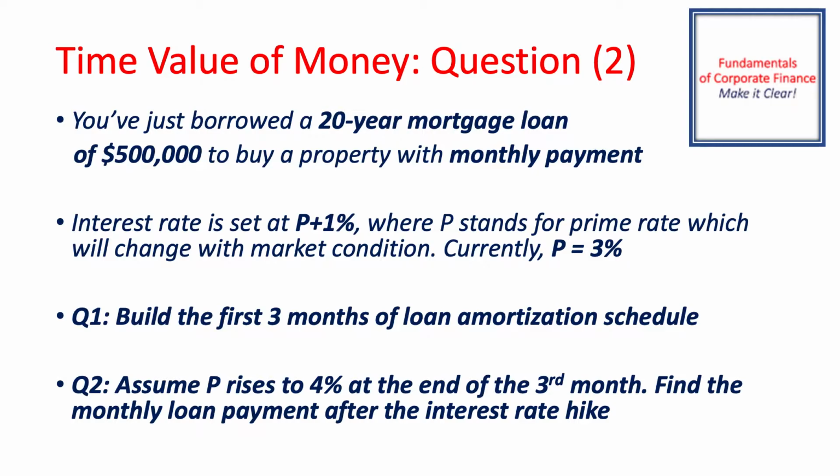Here are the questions. First, build the first 3 months of loan amortization schedule. Second, assuming prime rate rises to 4% at the end of the 3rd month of the loan term, find the loan payment after the interest rate hike. Both questions are actually related. Let us work on them one by one.